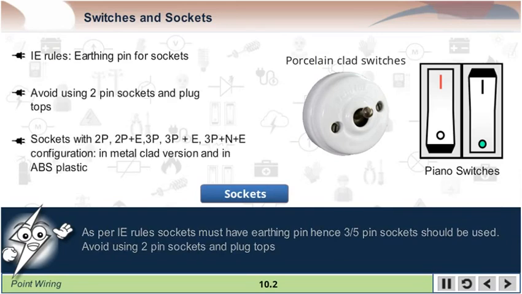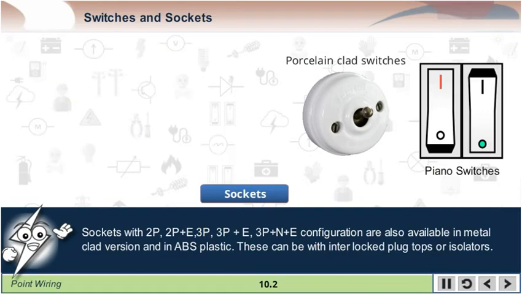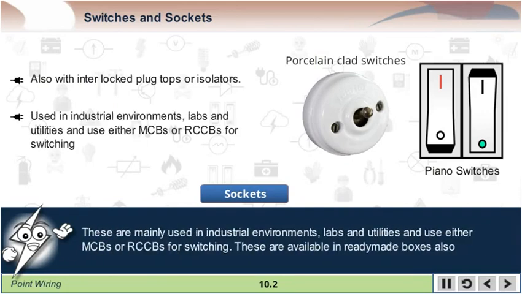Sockets with 2P, 2P plus E, 3P, 3P plus E, 3P plus N plus E configuration are also available in metal clad version and in ABS plastic. These can be with interlocked plug tops or isolators. These are mainly used in industrial environments, labs and utilities and use either MCBs or RCCBs for switching. These are available in ready-made boxes too.